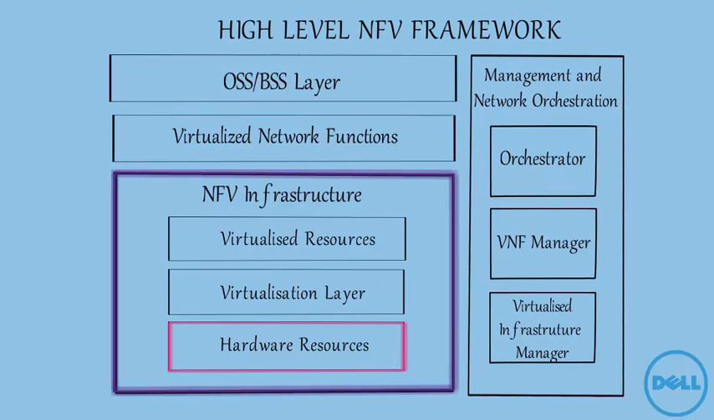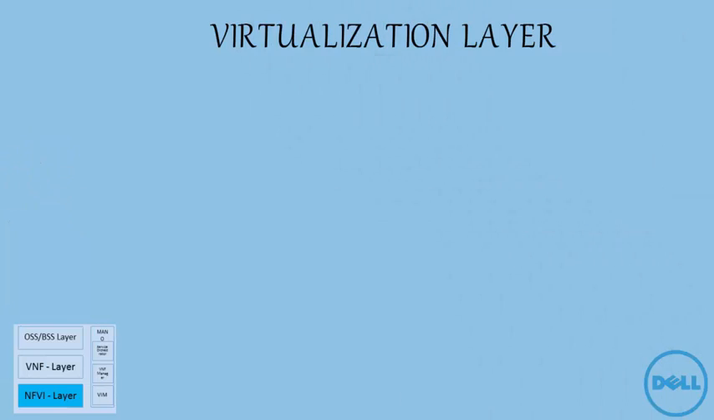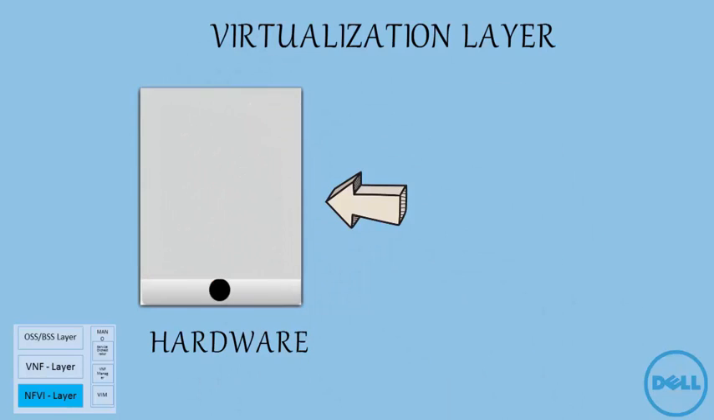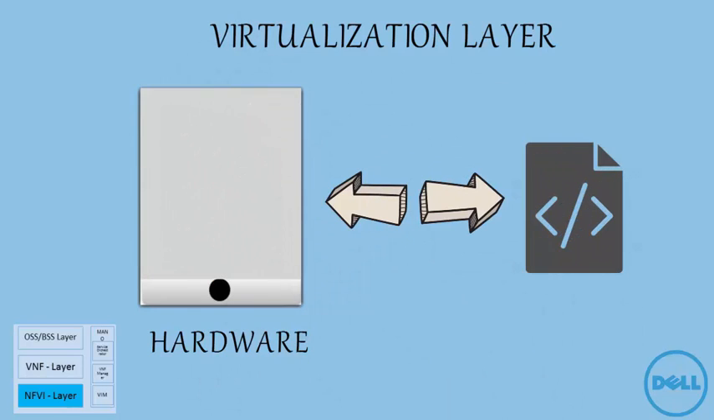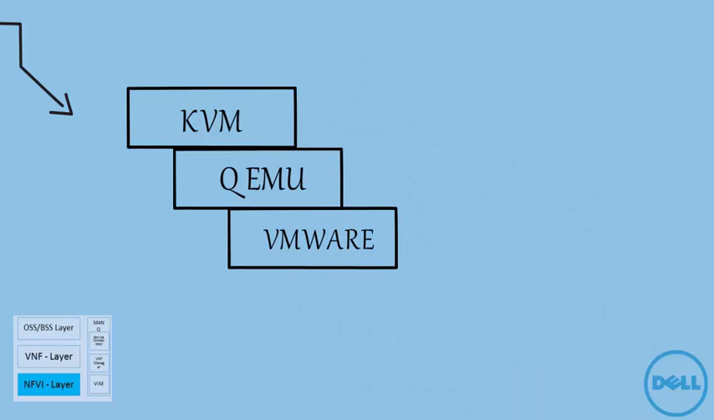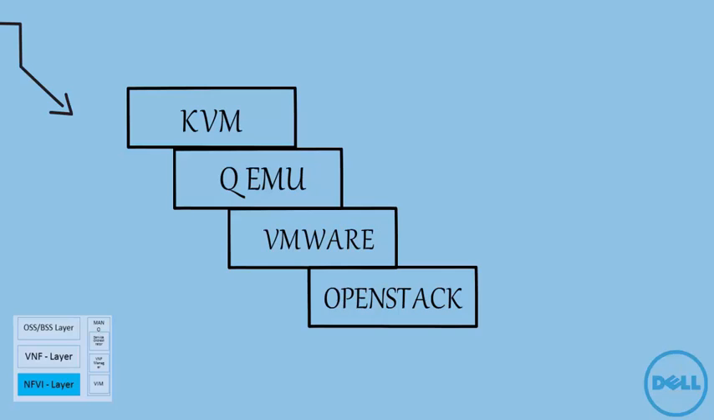The second part of the NFV infrastructure is the virtualization layer. The virtualization layer abstracts the hardware resources and decouples the software from the hardware. This enables the software to progress independently from the hardware. For the virtualization layer, we can use multiple open source and proprietary options such as KVM, QEMU, VMware, and OpenStack.